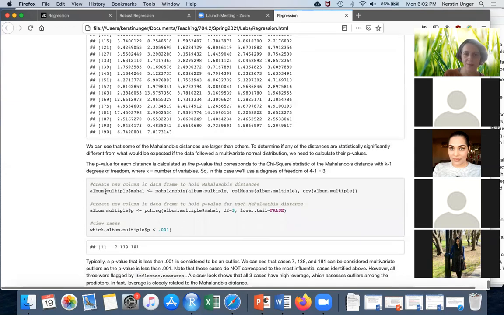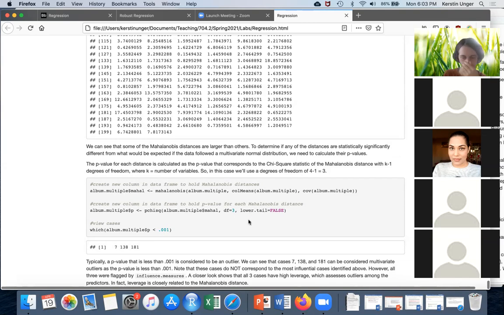And we do that, right? So we first add the Mahalanobis distance to our data frame here. We just add a new column that has the distance, and then we calculate the chi-squared statistic p-value for that distance, for each individual case. The degrees of freedom are 3 here.